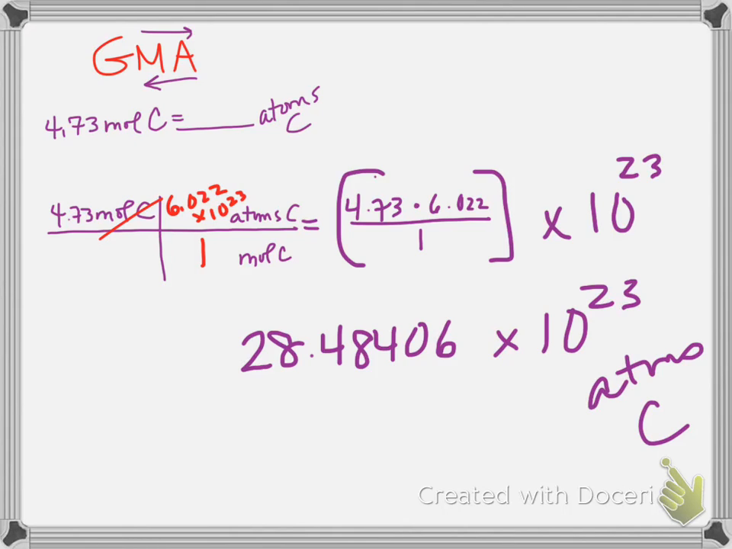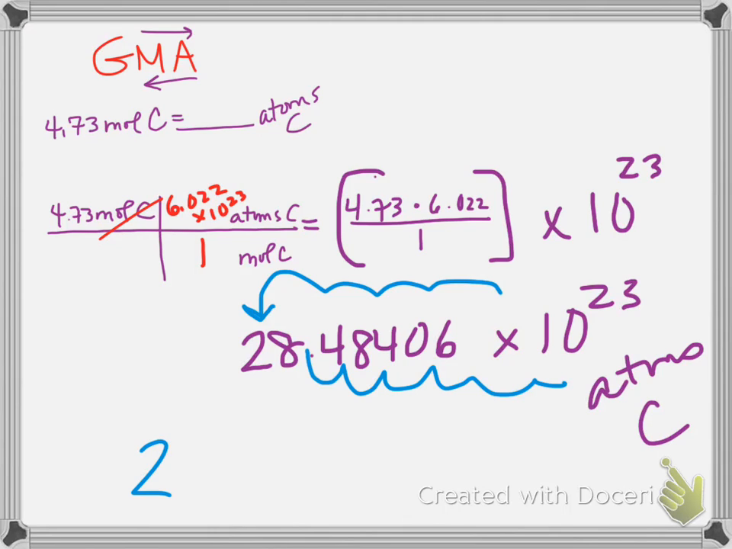I've got to fix the scientific notation, because I can only have one digit in front of the decimal. So I'm going to do my little human trick. Coming back the other way, that's going to move, and we're going one more, so that's going to be 2.848 blah blah blah times 10 to the 24th.